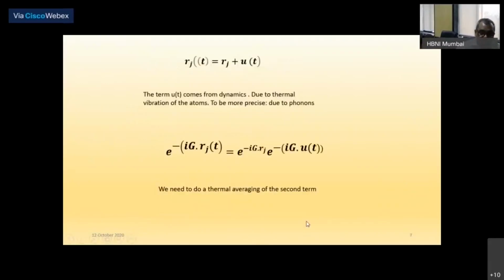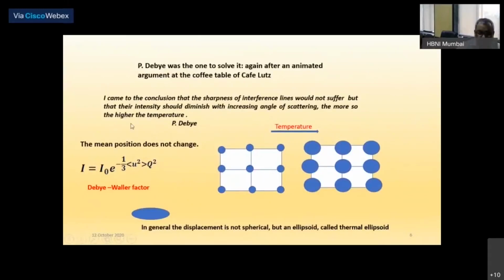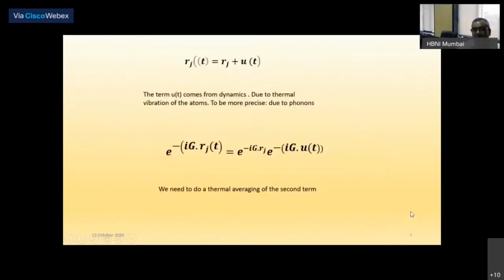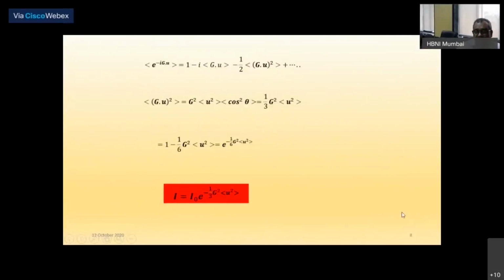That's exactly how I came to the conclusion that the sharpness of the interference lines would not suffer, but that their intensity should diminish with increasing scattering angle, the more so the higher the temperature. So with temperature, at high Q, this goes down.